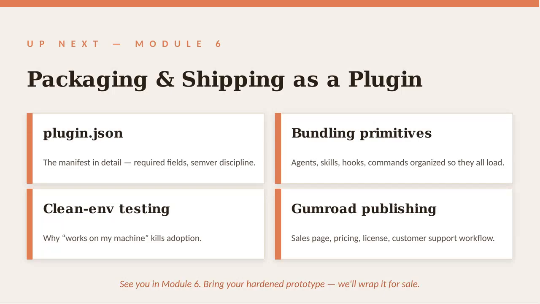Up next, Module 6. Packaging and shipping your system as a plugin. Where Module 5 hardened the design, Module 6 wraps it for distribution. 4 topics. Plugin.json, the manifest in detail. Required fields, semver discipline, repository links, component declarations. The metadata that decides whether your plugin loads cleanly on someone else's machine.